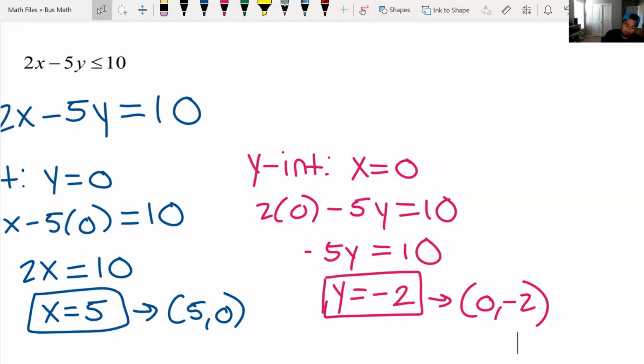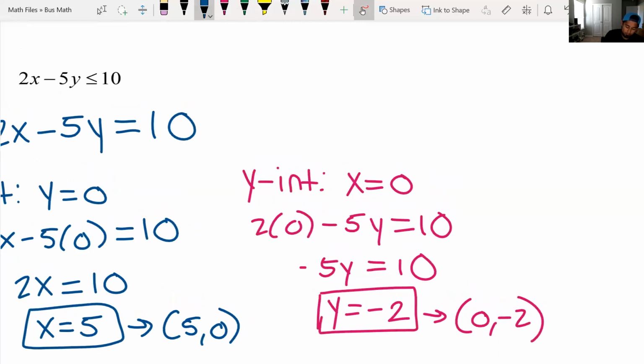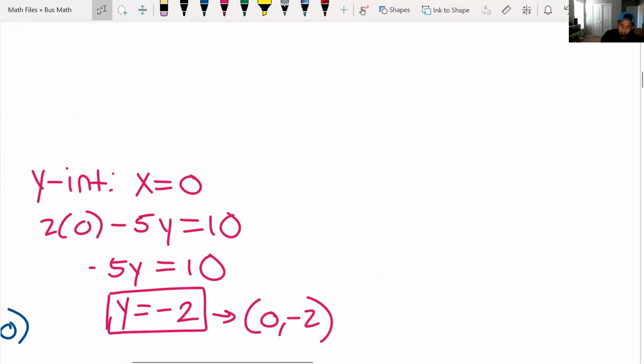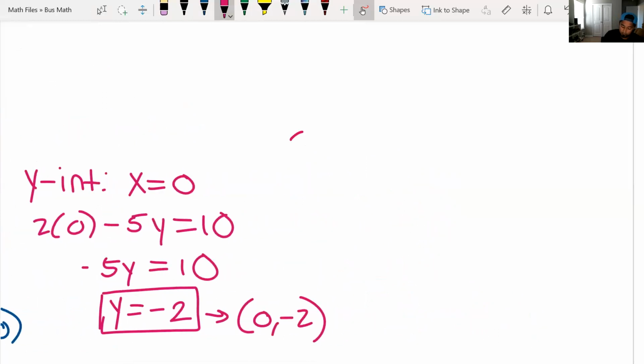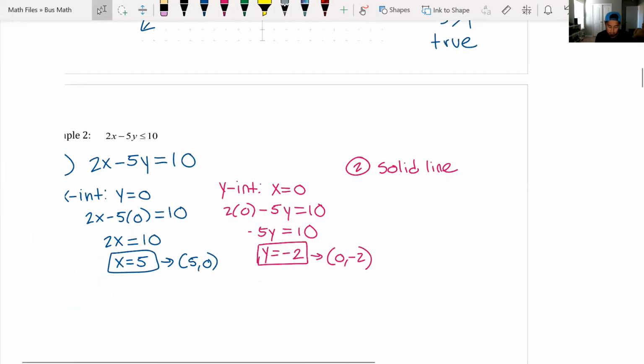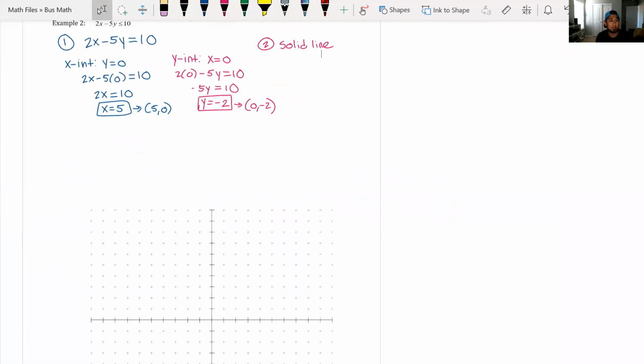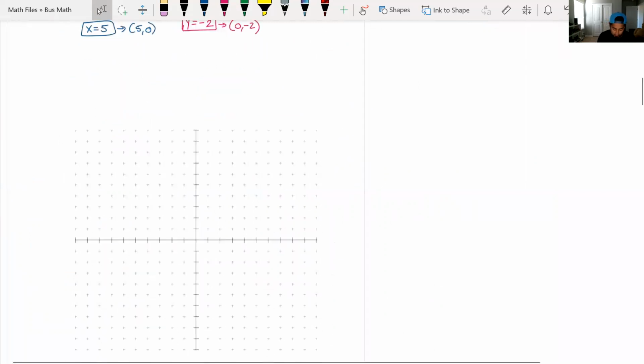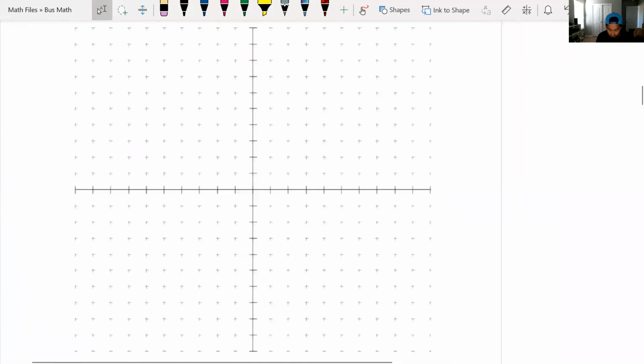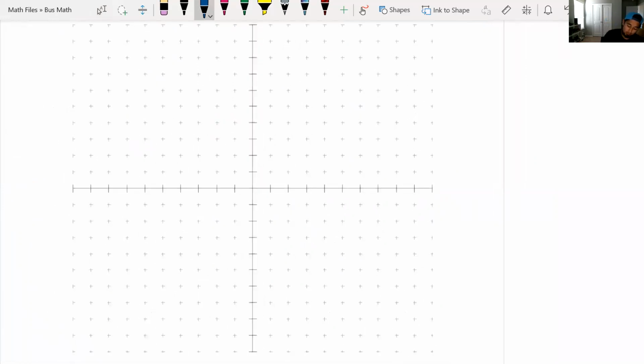Okay. The next step is look at your inequality. We have a less than or equal to. This means that the line will be solid, right? So we'll say step 2, we'll have a solid line. All right, then let's go ahead and graph. I'll plot the x-intercept of 5 and the y-intercept of negative 2.